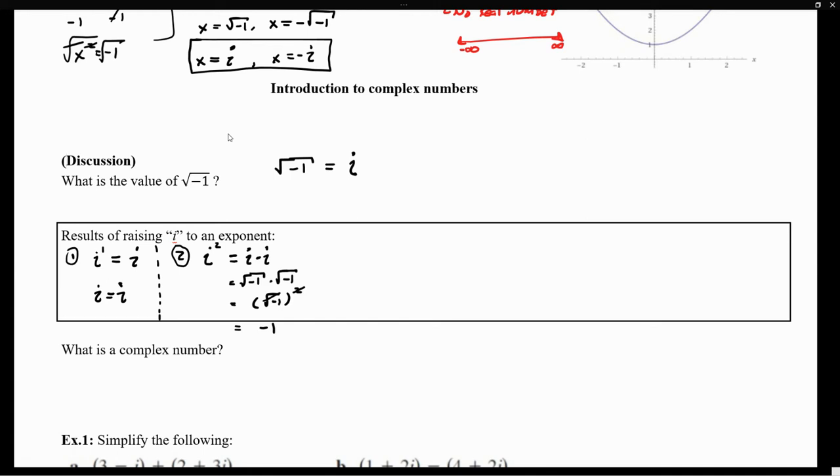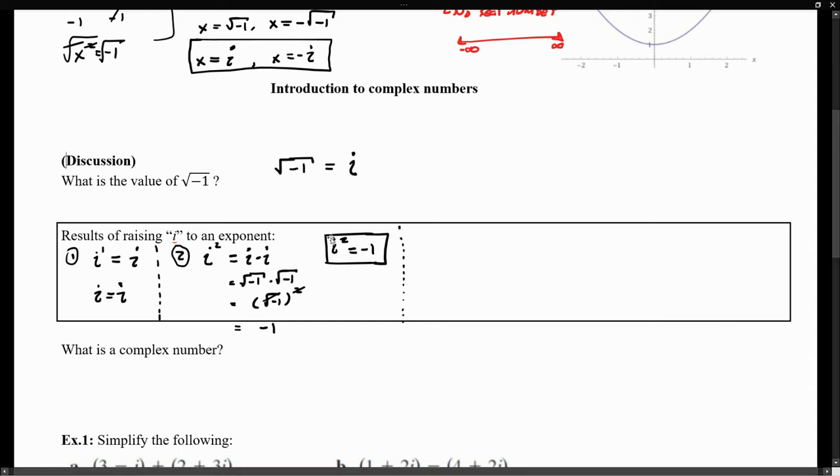Now what we have shown here is that i to the second exponent is equivalent to a real number, which in this case is -1. And we're going to be using this property a lot throughout our classes. i to the second is equivalent to a real number, and that real number is equivalent to -1.